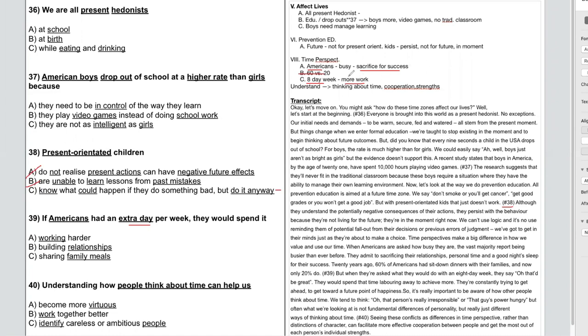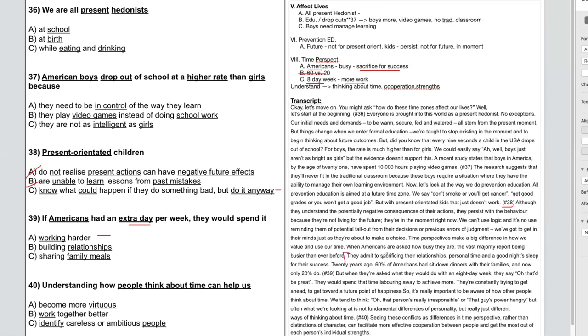And just the fact that we see here, more work, corresponds directly to A, working harder, because the speaker didn't really necessarily talk about building relationships. The speaker did mention sharing family meals, which again is a trick that the IELTS exam will have, because you'll hear the keyword and then the speaker will immediately talk about why that is not the answer. And we can see that right here.